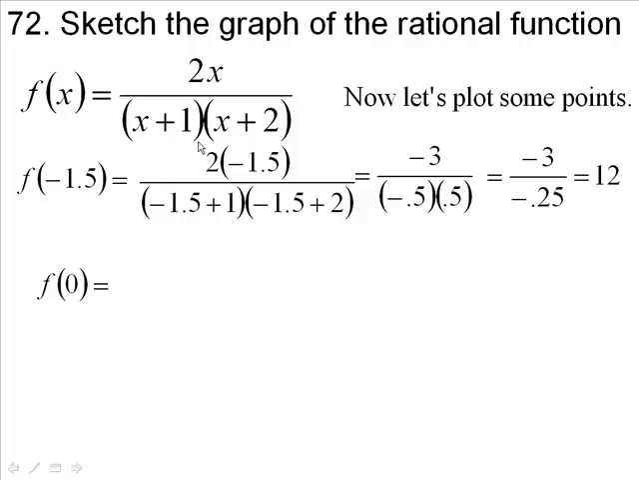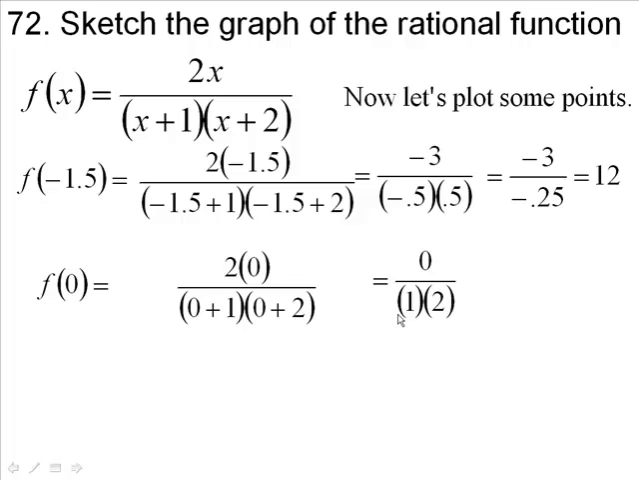2 times 0 is 0. And 0 plus 1 is 1. 0 plus 2 is 2. So we're going to have 0 on the top, 0 plus 1 is 1, 0 plus 2 is 2. See, 0, 0 is 1 point it crosses through. So even if 0 is a horizontal asymptote, still the graph passes through the point 0, 0. And you can do that sometimes. It seems strange, because one of the definitions of asymptotes is it approaches it but never equals it. But in this case, it's going to cross through 0, 0. We'll see that in a minute.